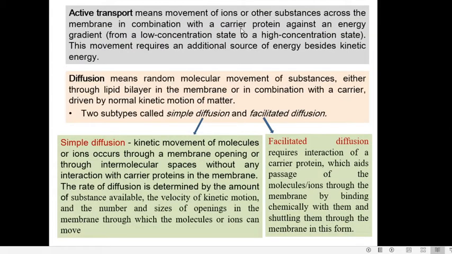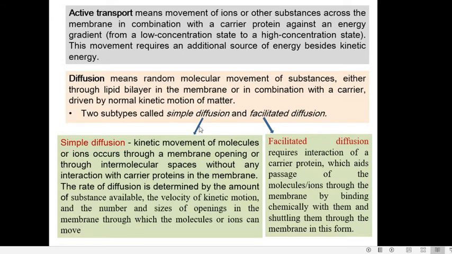Active transport is carrier dependent and ATP dependent, and it is against the concentration gradient. Simple diffusion is energy independent and carrier independent, and it is along the concentration gradient. Facilitated diffusion is energy independent, but it is carrier mediated, and it is also along the concentration gradient.